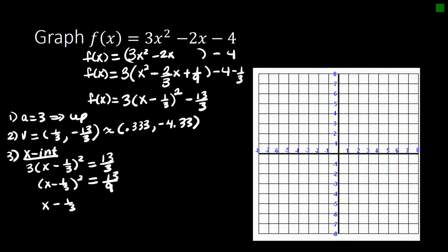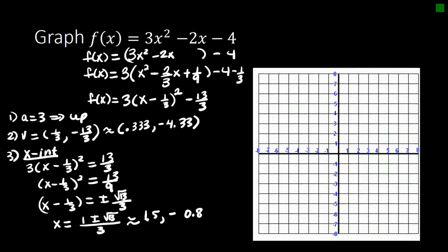Then I take the square root of both sides. x − 1/3 is plus or minus the square root of 13/9, which is plus or minus the square root of 13 over 3. So x is going to be 1 plus or minus the square root of 13, all over 3, which gives us decimal approximations of 1.5 and −0.87.